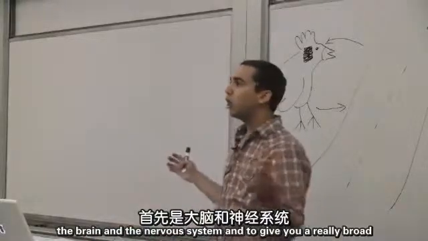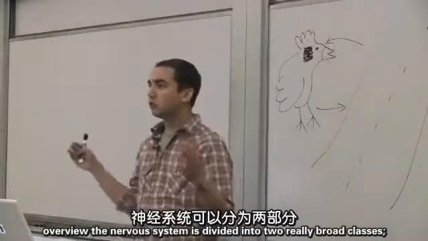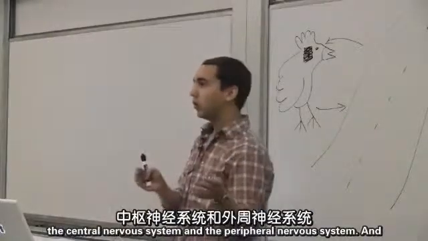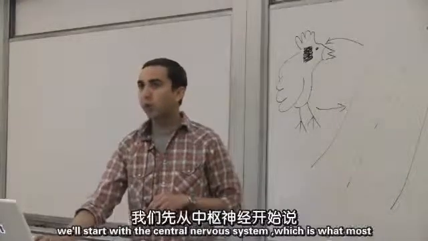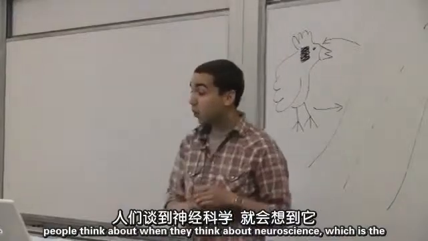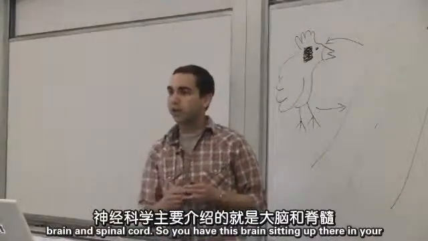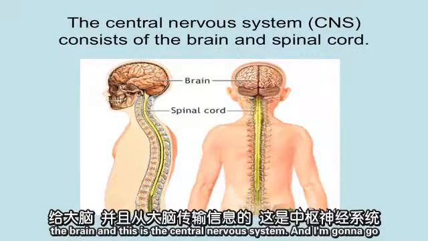So let's think about the brain and the nervous system. And to give you a really broad overview, the nervous system is divided into two really broad classes, the central nervous system and the peripheral nervous system. And we'll start with the central nervous system, which is what most people think about when they think about neuroscience, which is the brain and spinal cord. So you have this brain sitting up there in your head, you have the spinal cord going down, communicating to and from the brain, and this is the central nervous system.